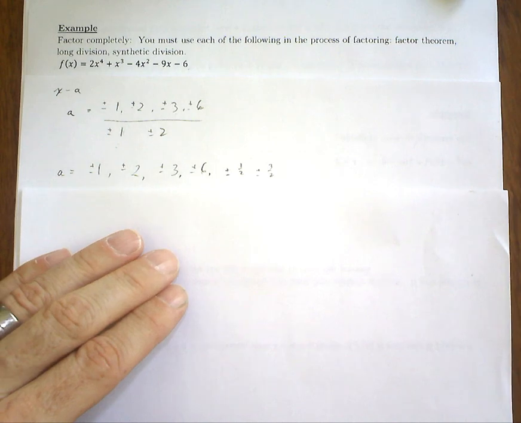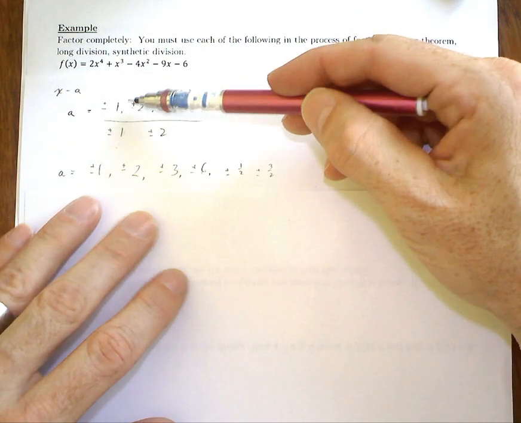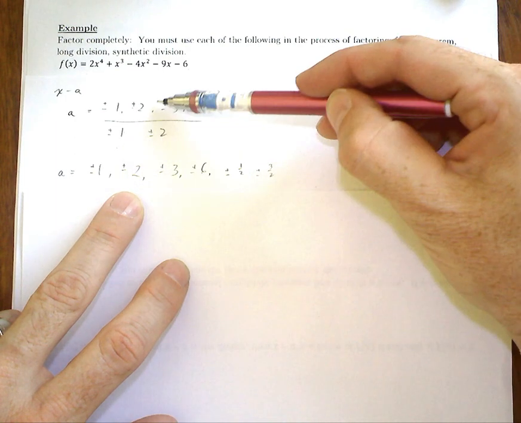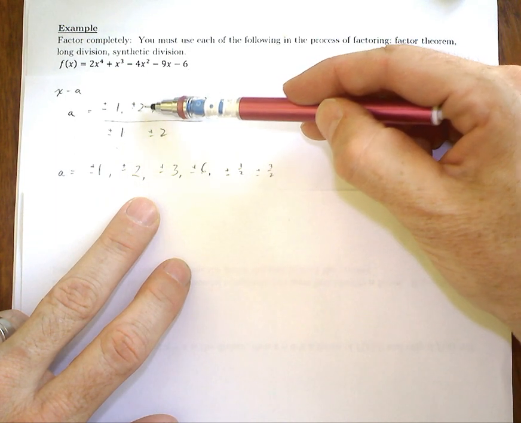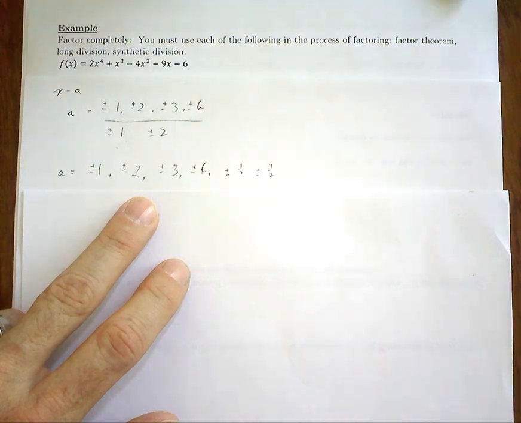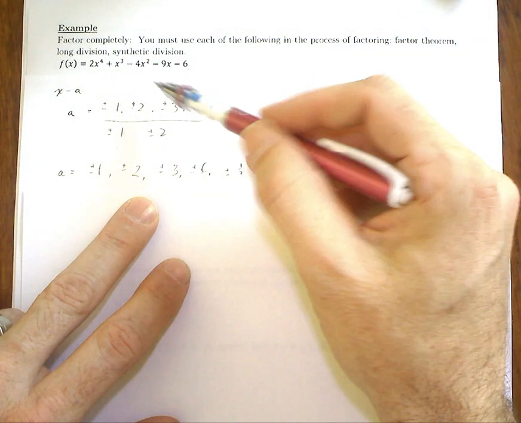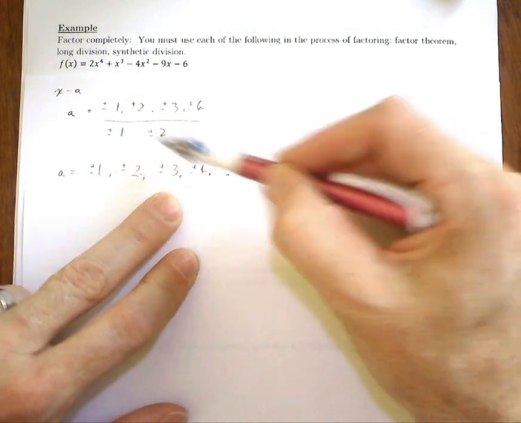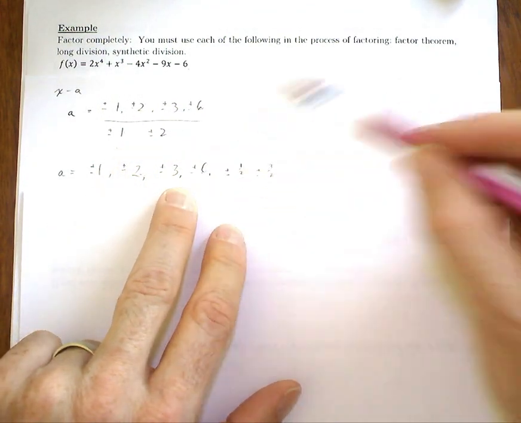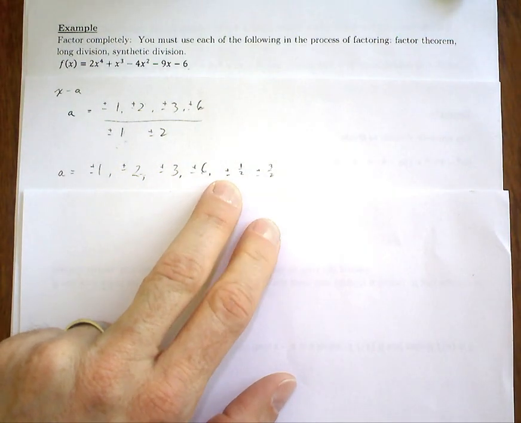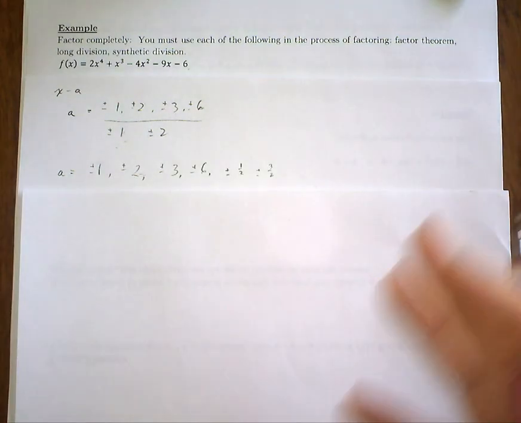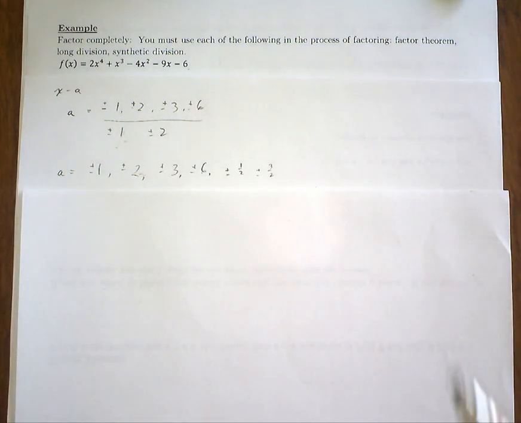So I can quickly say all the different combinations are 1 divided by 1, which are positive and negative 1, positive and negative 2, 2 divided by 1 is positive and negative 2, 3 divided by positive and negative 1 is positive and negative 3, 6, 1/2, and 3/2. So this is the list. Now I need to find a factor.